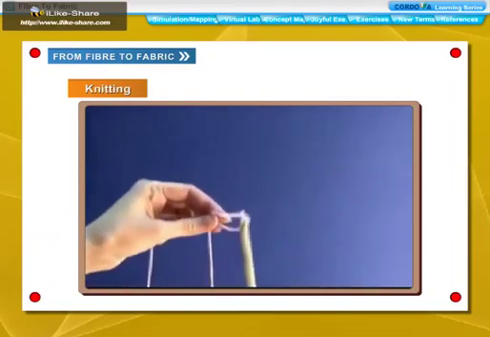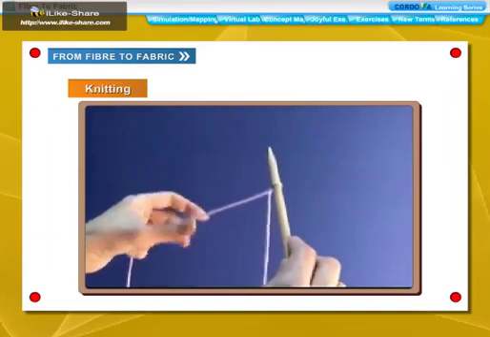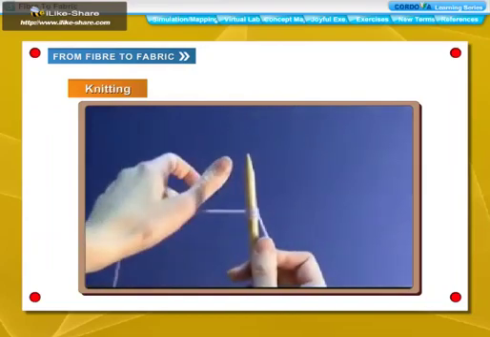Have you ever pulled yarn from a knitted article, say a woolen cap or a woolen muffler? What happens? A single yarn gets pulled out continuously till the entire fabric gets unraveled.